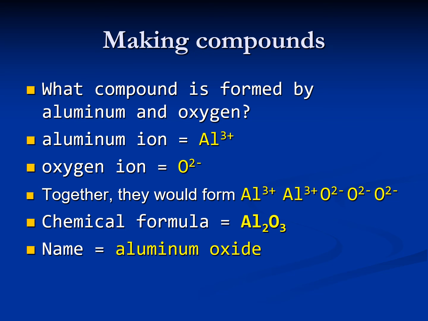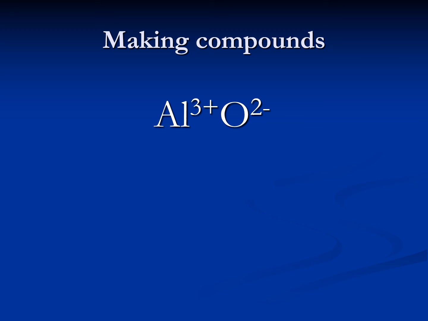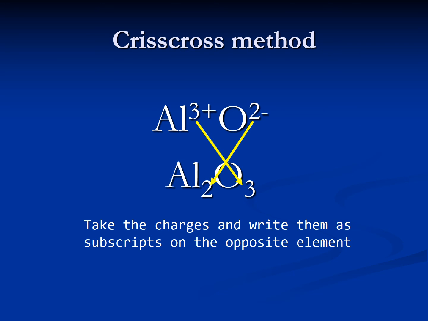If you take another look at this, you might notice a little trick that you can use. Aluminum had a +3 charge, oxygen had a -2. The formula turned out to be Al2O3. Do you see it? If you take the 3 from the aluminum and put it as a subscript on oxygen, you take the 2 superscript on oxygen and make it a subscript on aluminum, you have derived the formula. We call this the crisscross method, and it generally works very well.